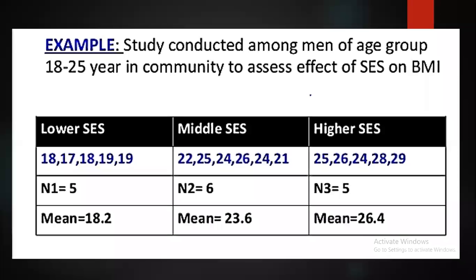Take another example. A study was conducted among men of the age group 18 to 25 to assess the effect of SES, that is socioeconomic status, on BMI. Here the socioeconomic status is divided as lower, middle and higher, as you can see on the screen. Now from each we have taken a sample. Here the sample size is not the same.